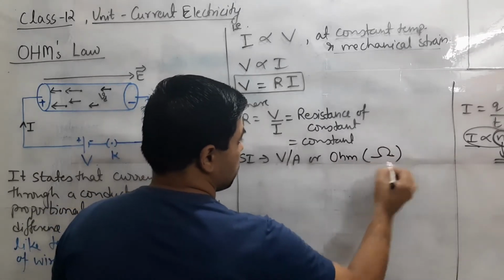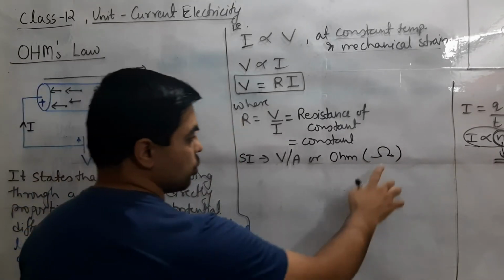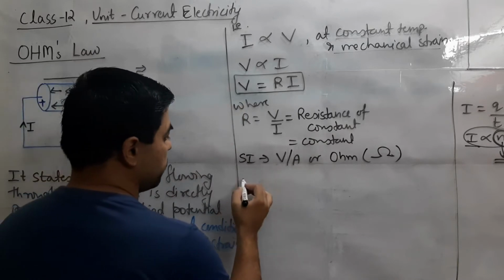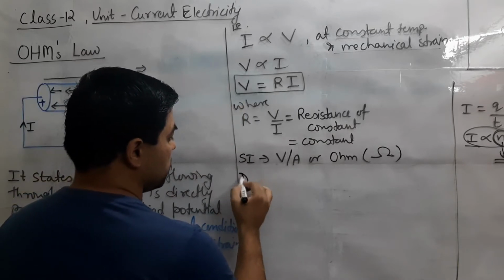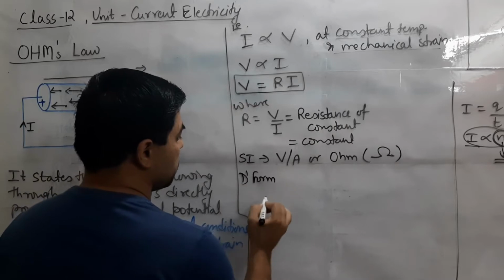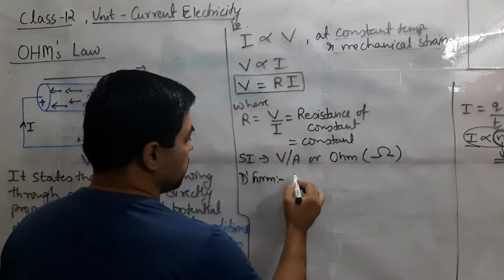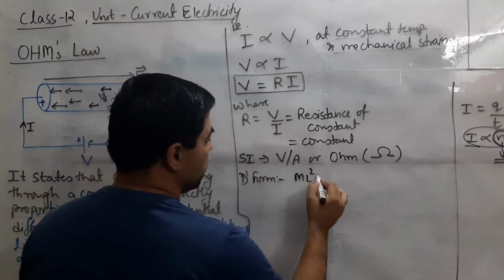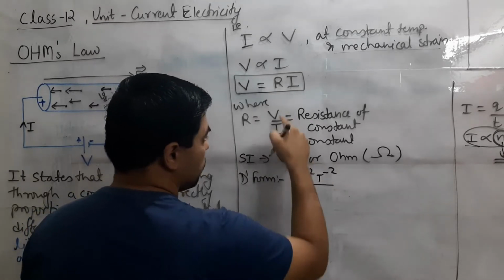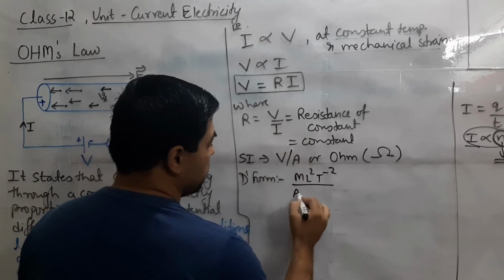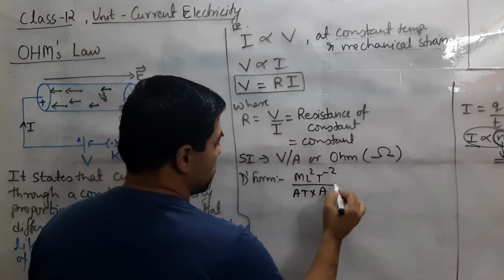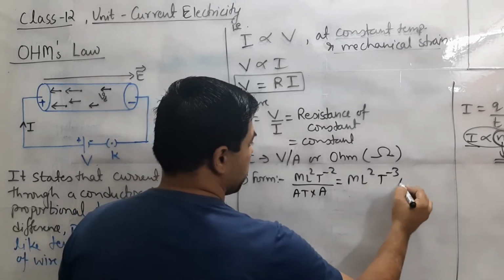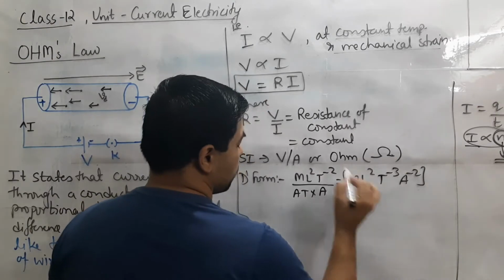The simplest and very famous symbol is this omega Greek letter. Here it is denoting ohm. Another factor, if you want to write the dimensional formula for the same, for V it is W upon Q. For W it is ML^2T^-2, upon Q. Q will be AT and I is A only. So the expression will be ML^2T^-3A^-2. This is the dimensional formula for resistance.